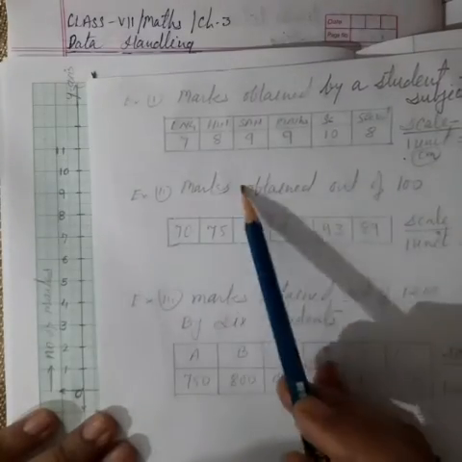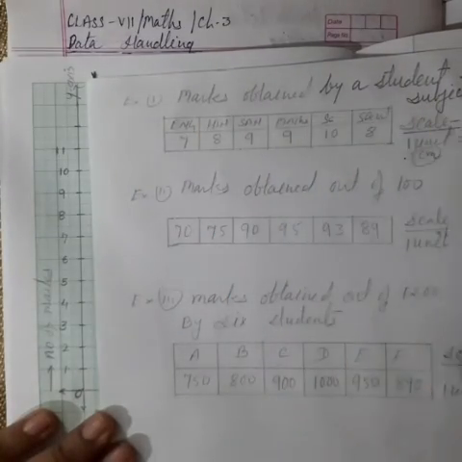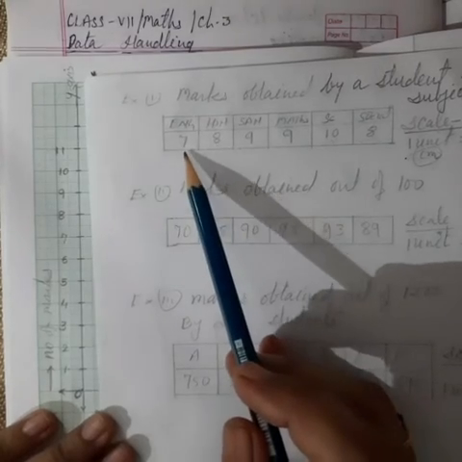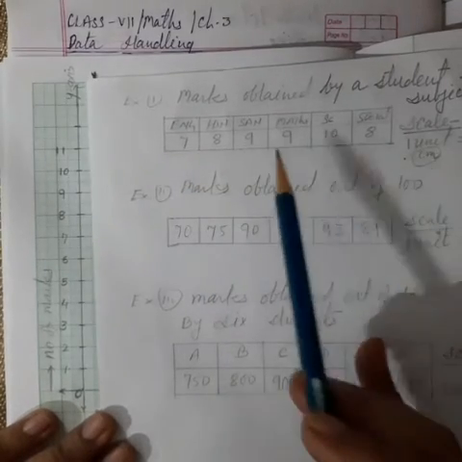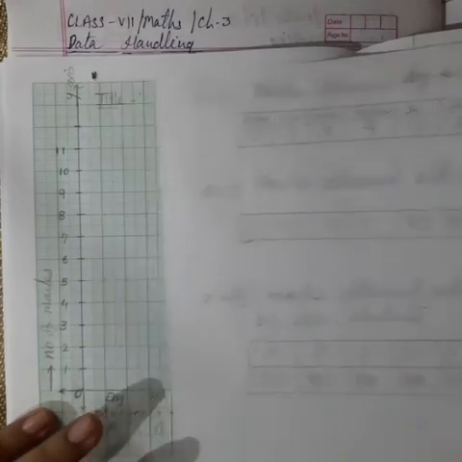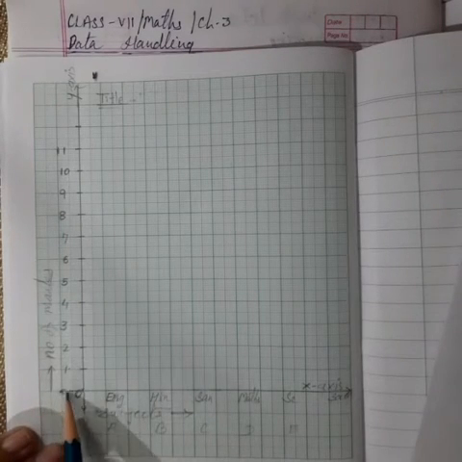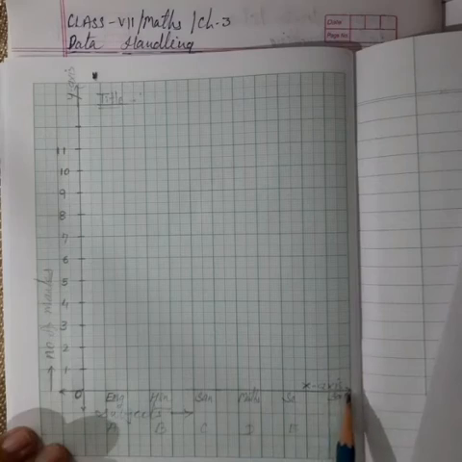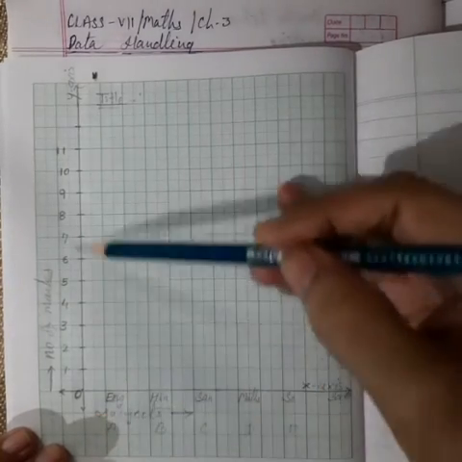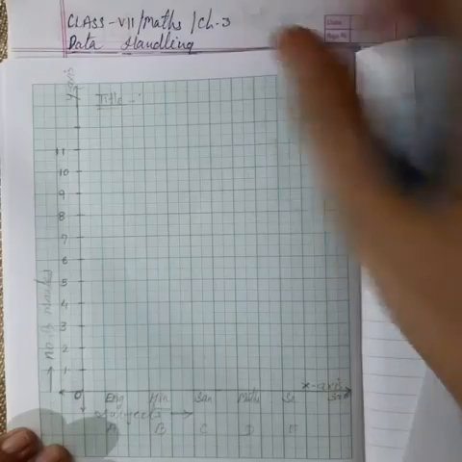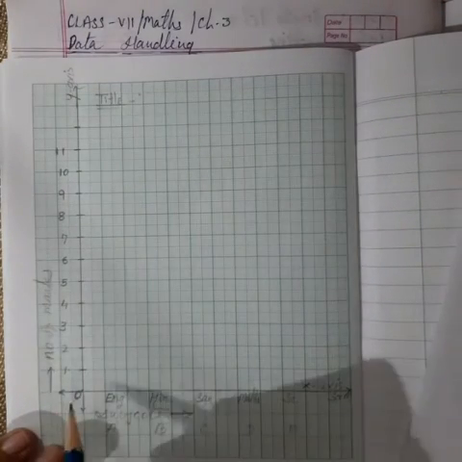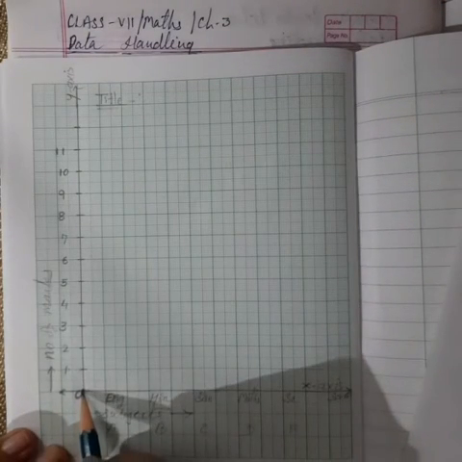Let us take an example. Here marks obtained by a student in different subjects out of 10 are given. First of all, we have to draw two lines on the graph paper. See, this is the horizontal line, called the x-axis, and this is the vertical line, called the y-axis, and where these two lines meet, the point is called the origin.